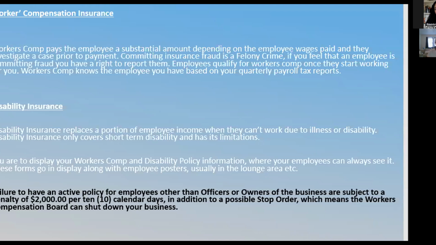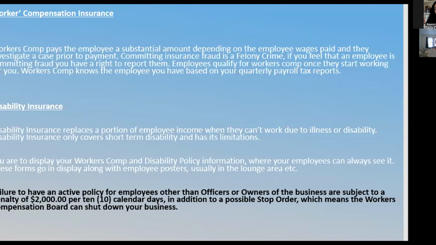And understand this, in New York State, if you do not have workers' comp or disability, the penalties are $2,000 per calendar days, 10 days, and it's for both individuals. So you get a penalty for workers' comp and another one for disability. So you guys have to be very careful. That is very important to have.